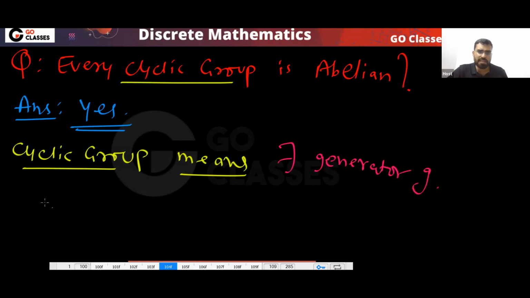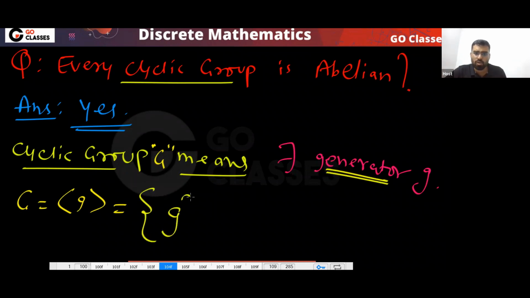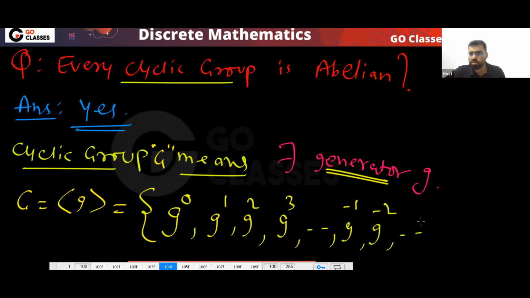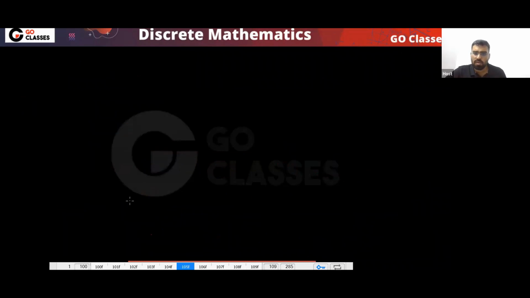So can I say that if you have a cyclic group G, then I can write G like this, because this is the generator. So every element can be generated by g. So I can write the cyclic group like this, correct? g power 1, g power 2, g power 3, and so on, g power minus 1, g power minus 2, and so on. Agree? Right? Yes or no?